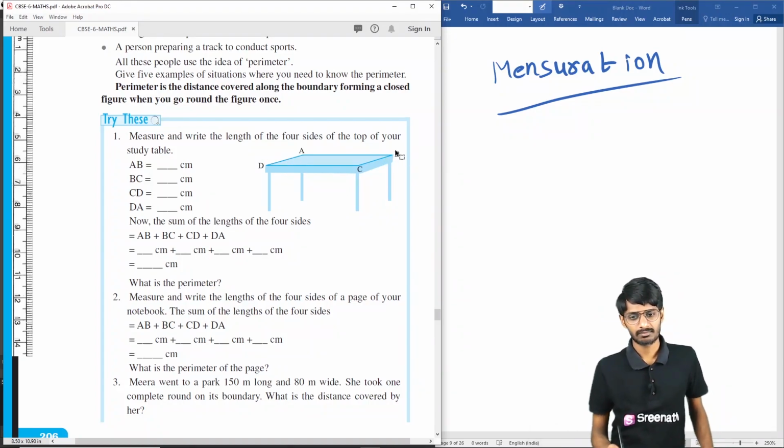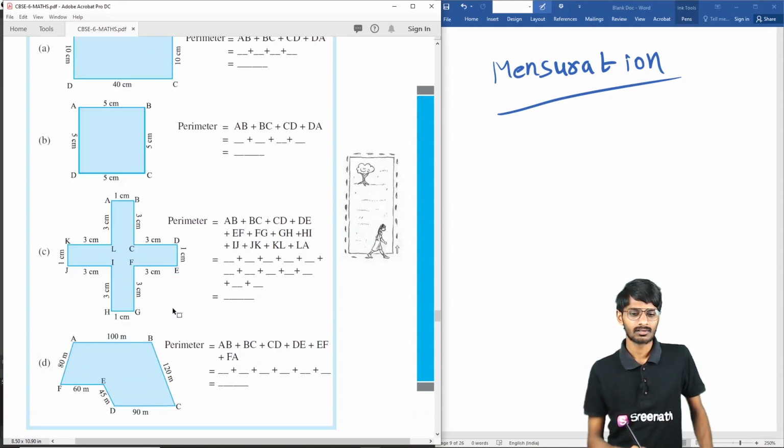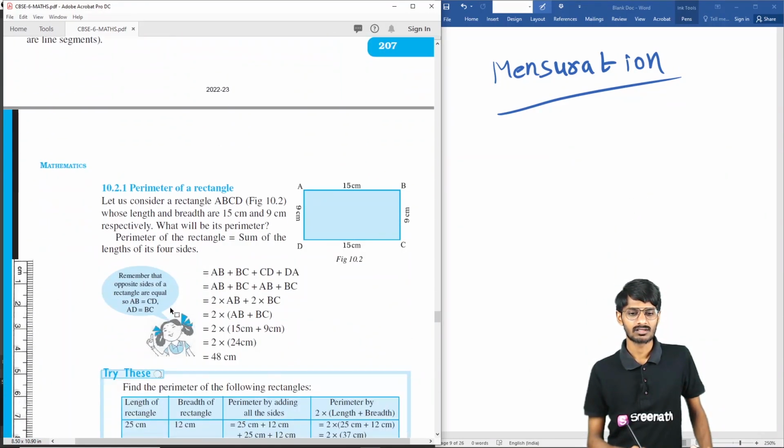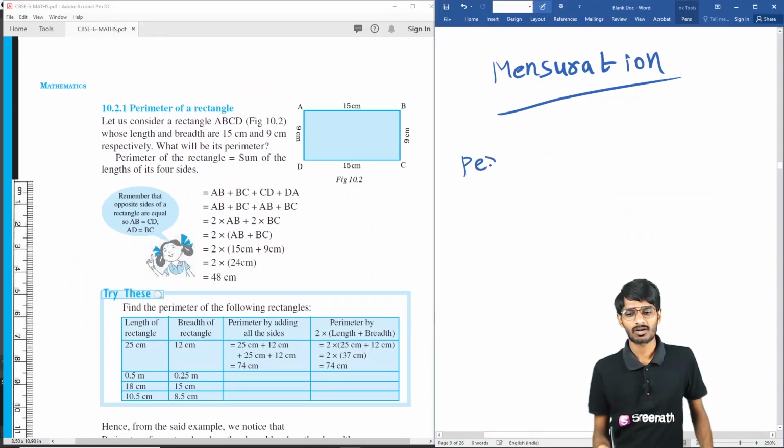So it is AB plus BC plus CD plus DA. Okay. What about AB, BC, CD and DA? Each length is this length, this length, this length. All the lengths you have to add, the sum of the lengths of the four sides. Then it will give us the perimeter. Okay, students. So now, if it is a rectangle, what is the perimeter of a rectangle?